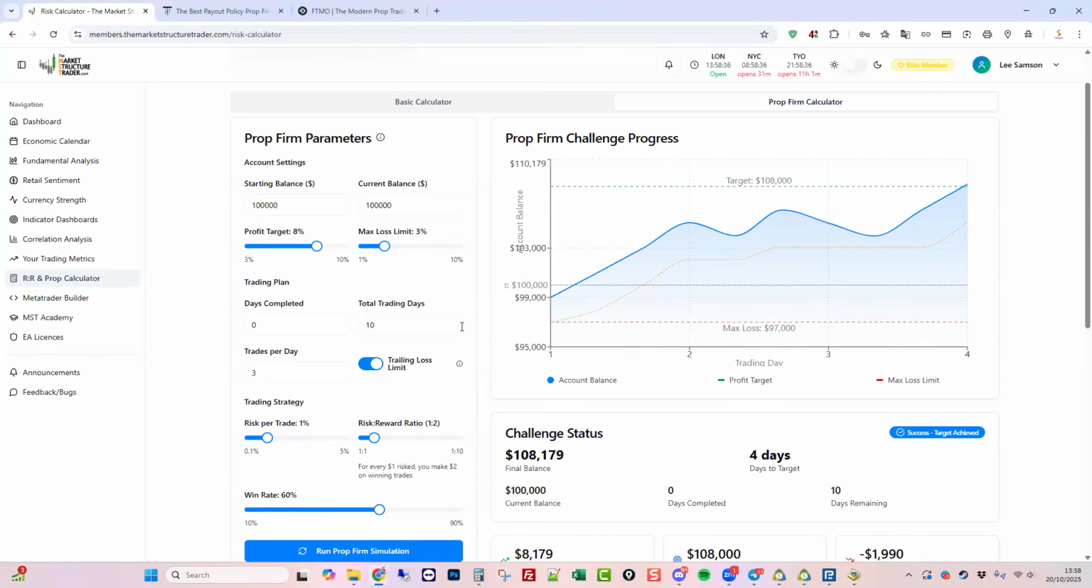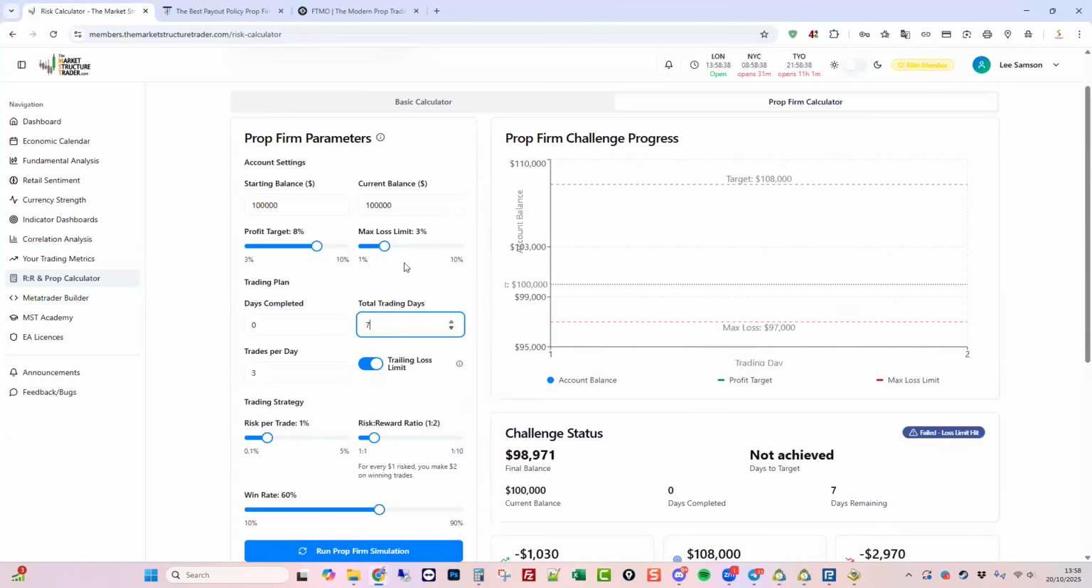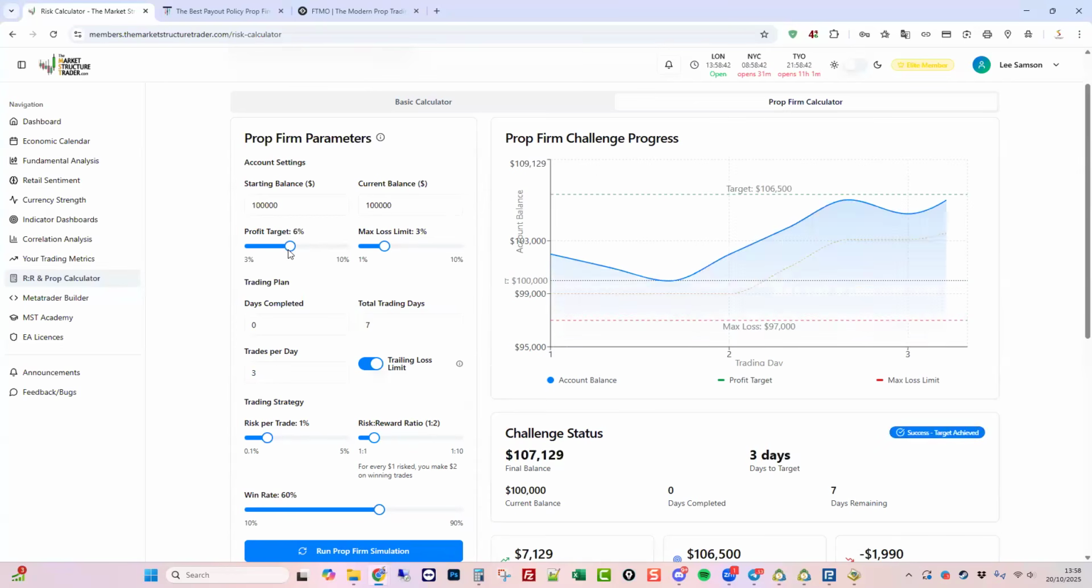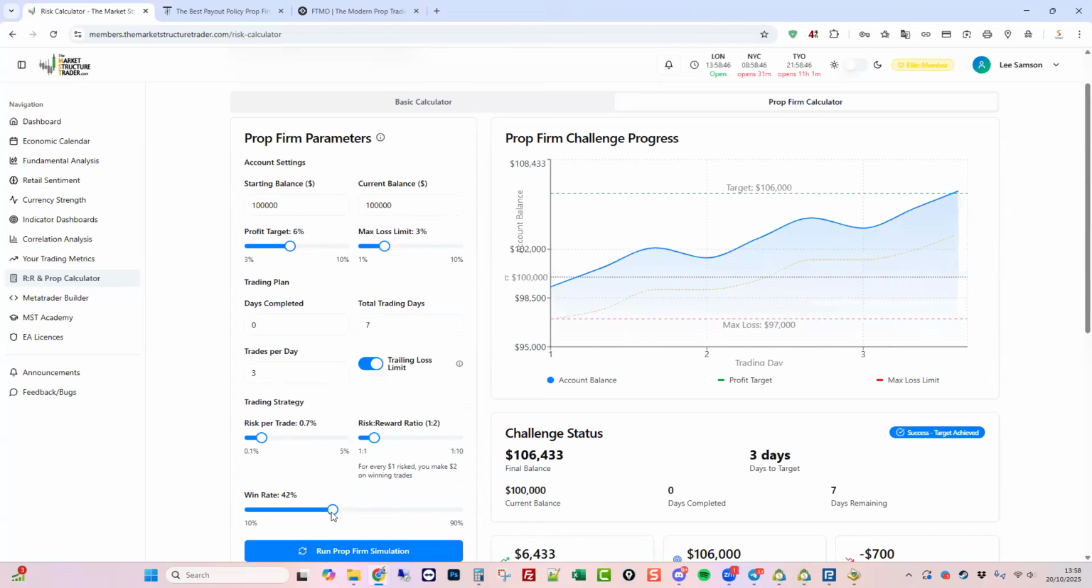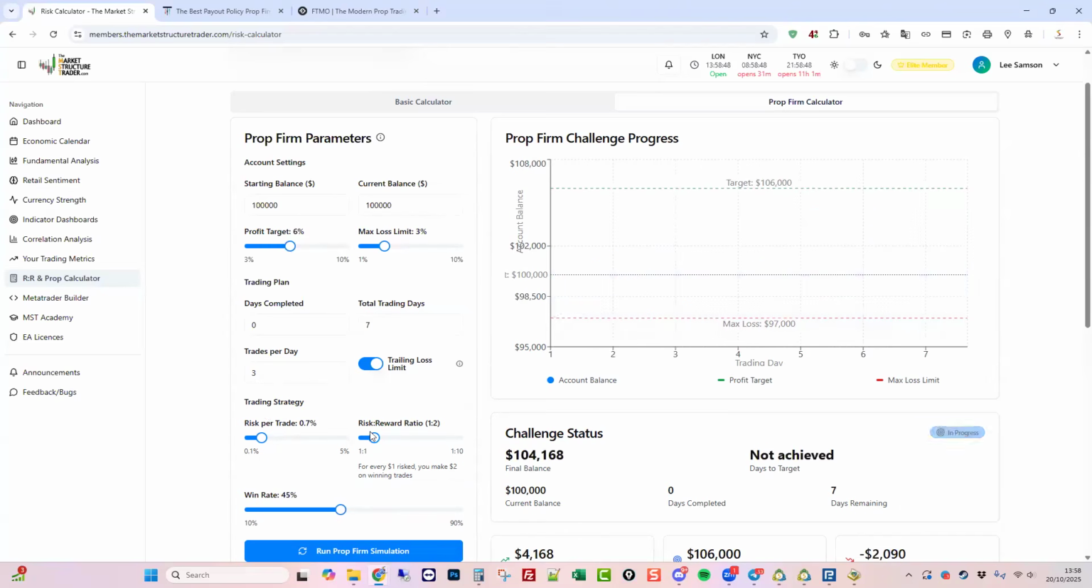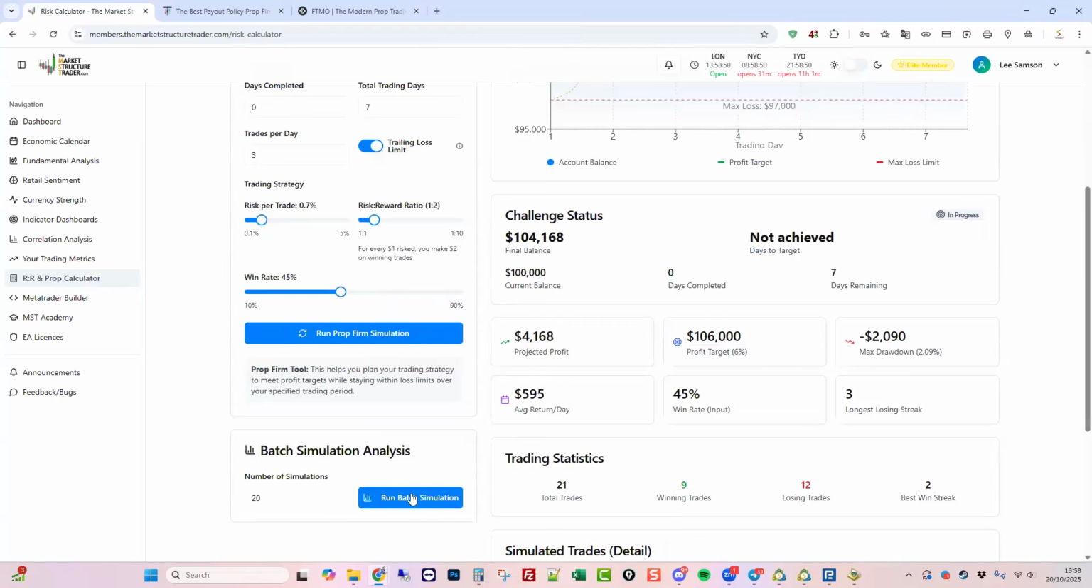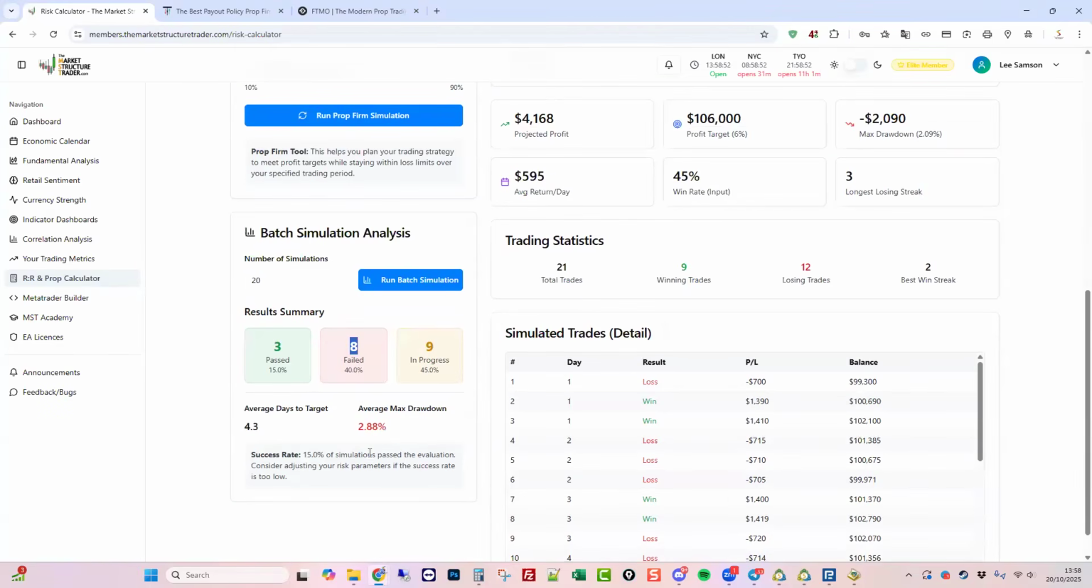If you take 3 trades a day and you want to pass in, let's say, 7 days, let's get our target down to normal levels. We're going in with something fairly aggressive. Let's go with a 45% strike rate on 1.2. Let's run that batch. 8 failed, 9 in progress, 3 passes. 3 failed, 10 in progress, 7 passes. So we're losing 50% of our accounts on occasion.